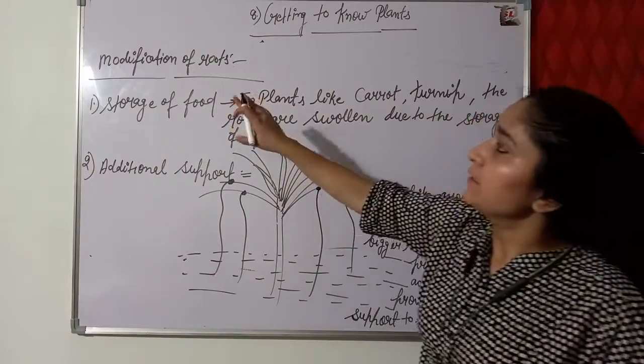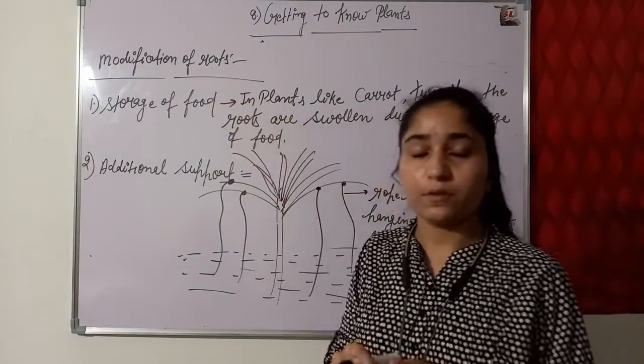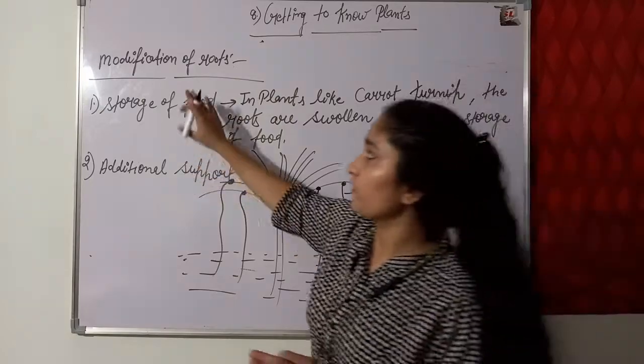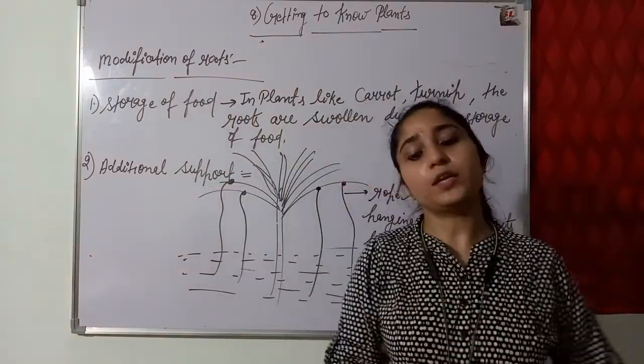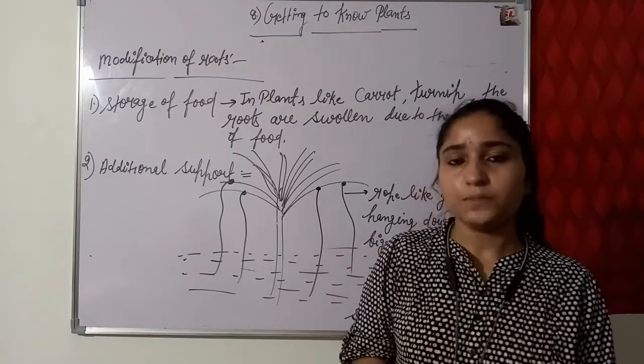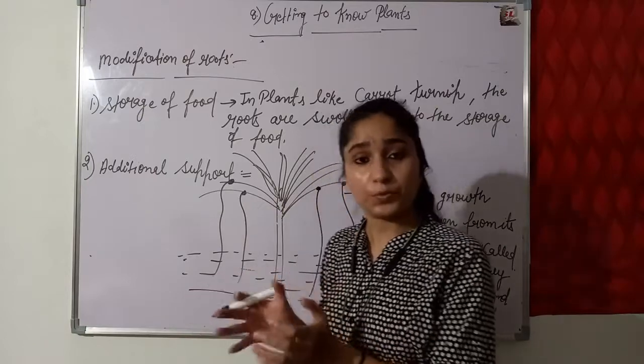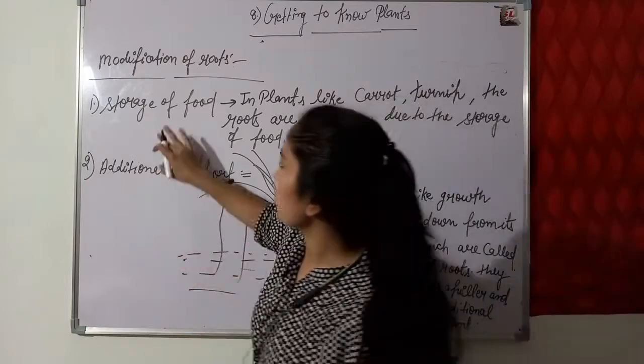Students, the next topic about roots is modification of roots. The meaning of the word modification is the conversion of one thing into another. So here roots are converted into another thing, and these modifications of roots are very useful to us. First is storage of food.